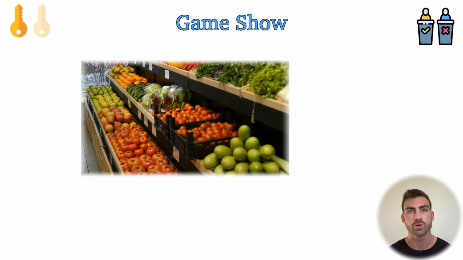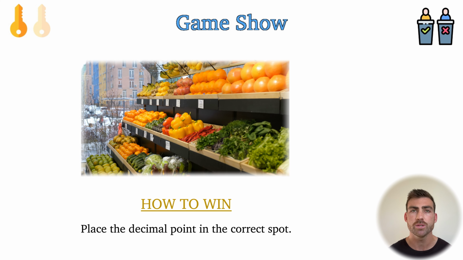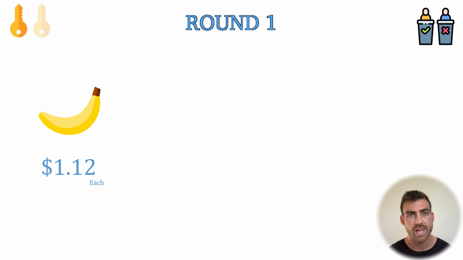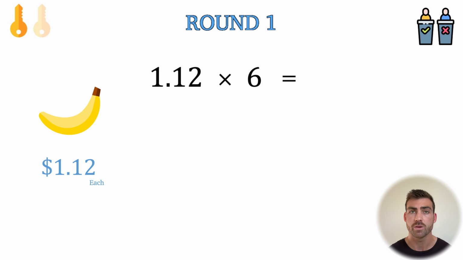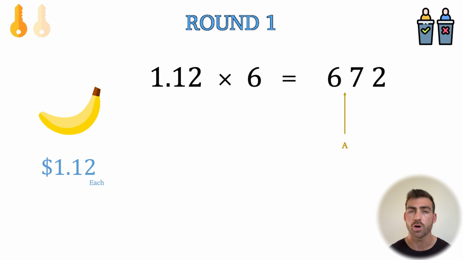In this show, we look at particular grocery items being purchased, and to win, you need to place the decimal point in the correct spot. Round 1. If the price of a banana is $1.12, and if we purchase 6 of them, this is 1.12 times 6. This is the answer, but it is missing the decimal point. Which is the correct placement for the decimal point? If you selected option A, you are correct.